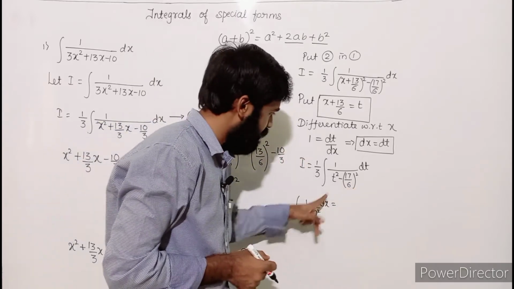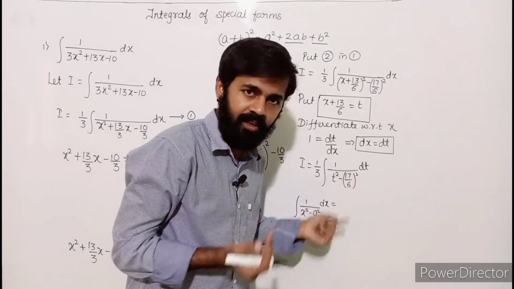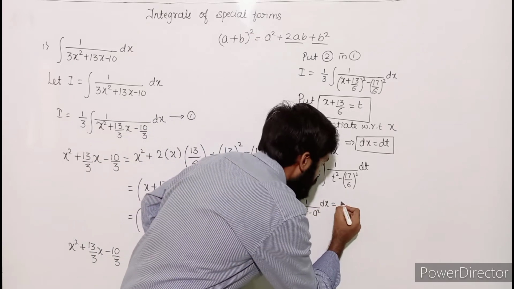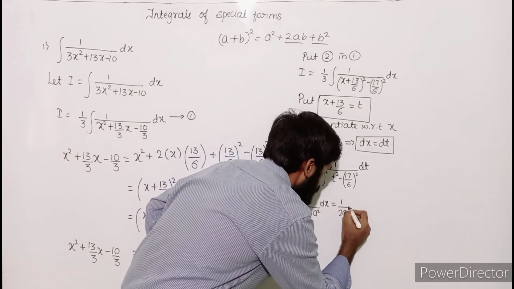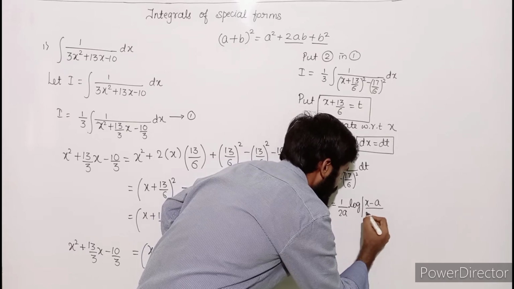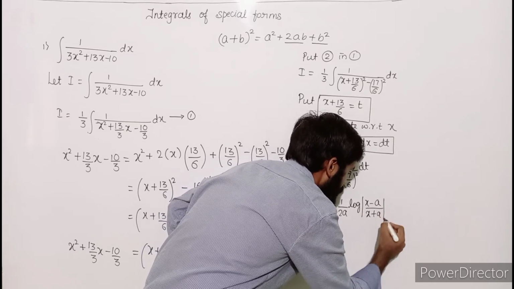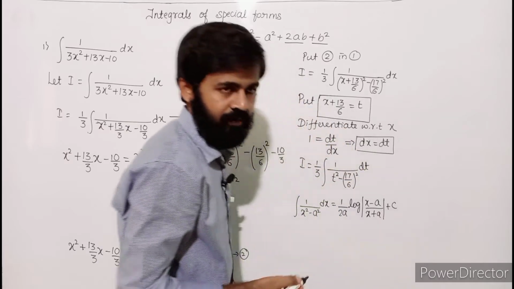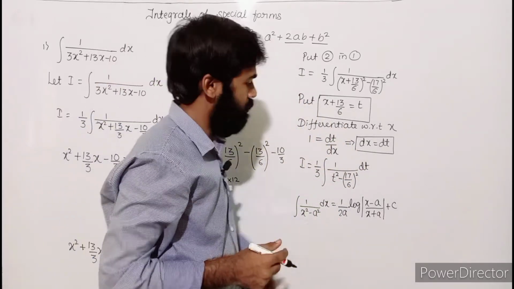Integration of 1 by x square minus a square dx. It is in this form. Instead of x we have t. Instead of a we have 17 by 6. What is its formula? 1 by 2a log of mod of x minus a by x plus a plus constant of integration c. I will use that formula here now.